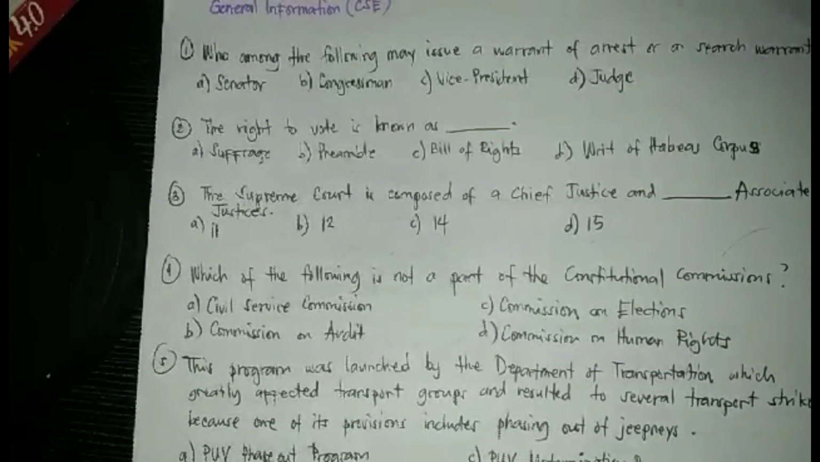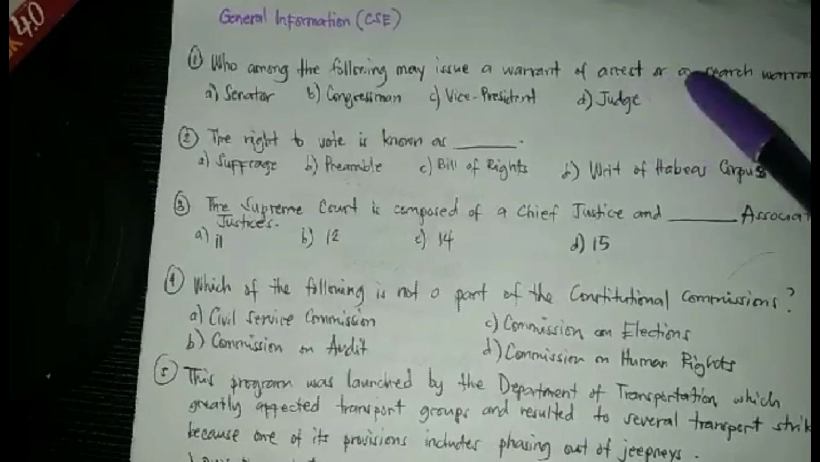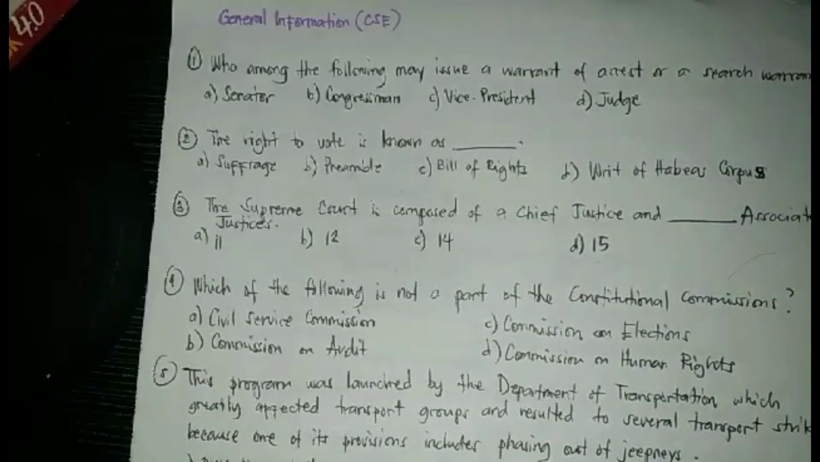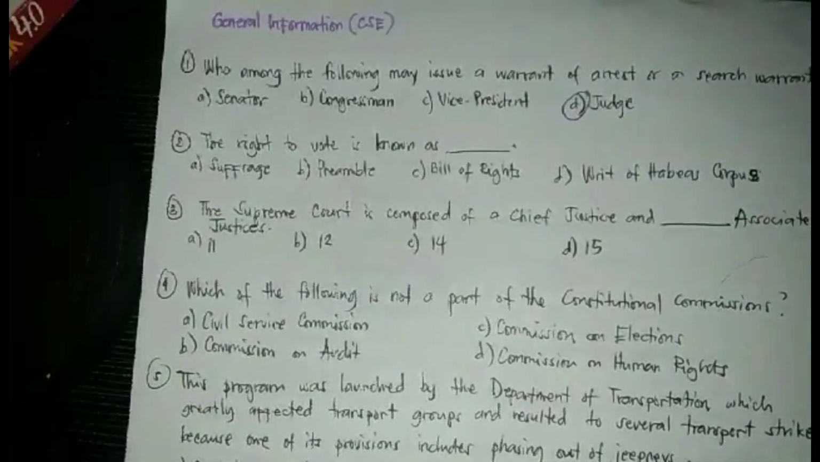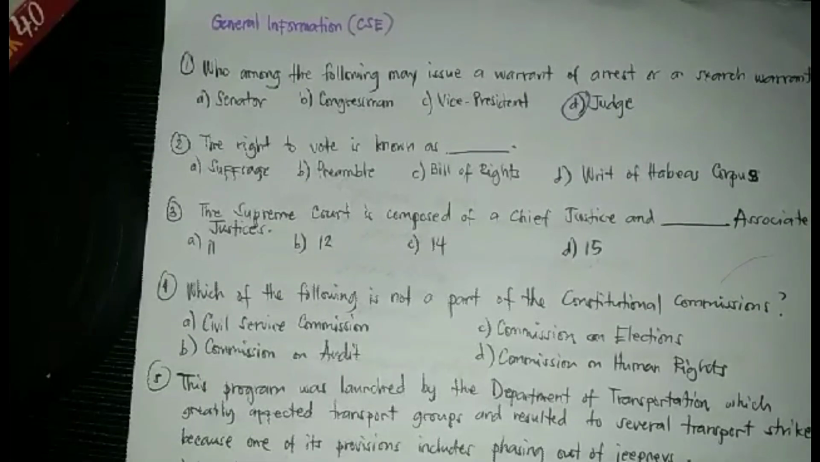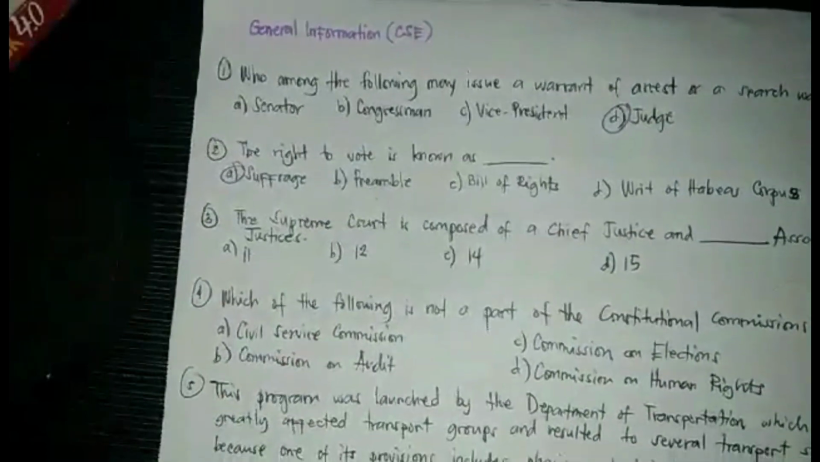Okay, number 1 po. Who among the following may issue a warrant of arrest or a search warrant? Yung sagot natin po dyan is letter D, yung judge po. Next, number 2. The right to vote is known as, basic letter A, suffrage. Siya po yung right to vote.